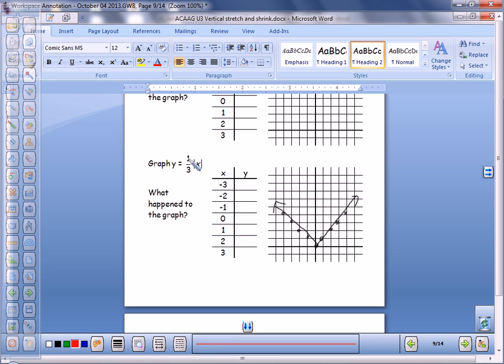But you do need to be able to go, okay, 1/3. What's 1/3 of 1? That's 1/3. What's 1/3 of 2? That's 2/3. What's 1/3 of 3? That's 1. And so we might just want to pick the ones we can take 1/3 of easily. And then we can draw. And just do the 1/3 of 3. And this is a vertical compression. You can tell the graph looks like it's been pressed down, flattened out. A vertical compression by a factor of 1/3.